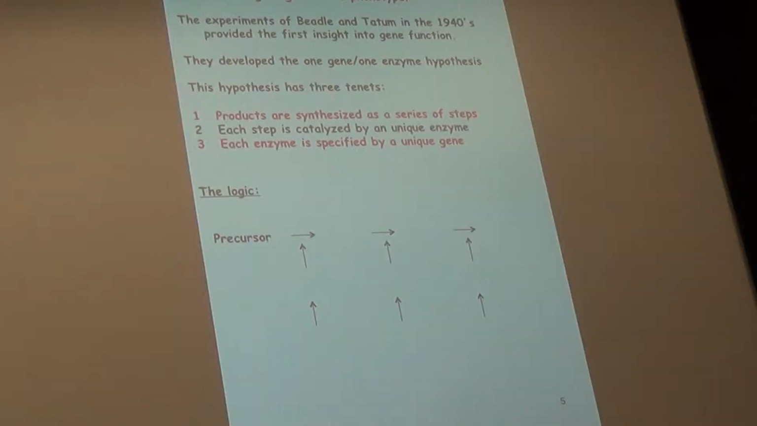Imagine you have a precursor, intermediate 1, intermediate 2, and then the product. That's the first part. Products are synthesized as a series of steps. You go from precursor to intermediate 1 to intermediate 2, finally to a product. The second point is each step in this conversion process is catalyzed by a unique enzyme. So you have enzyme A that takes this precursor and converts it into intermediate 1. Then enzyme B takes intermediate 1 and converts it into intermediate 2. And then enzyme C takes intermediate 2 and converts it into a product.